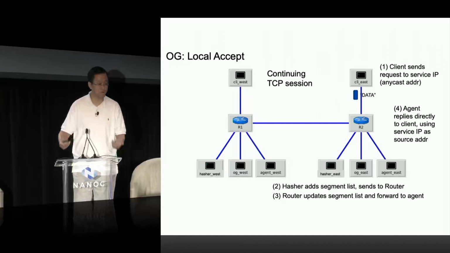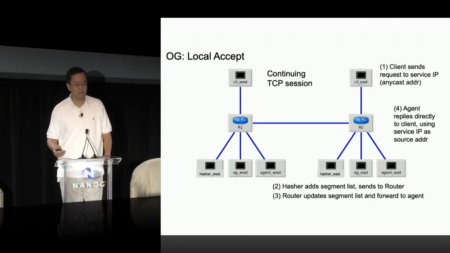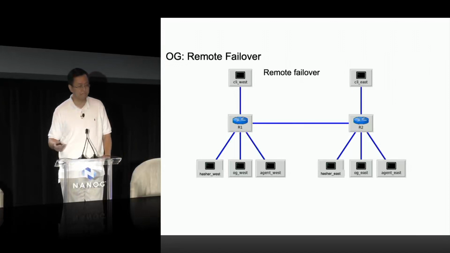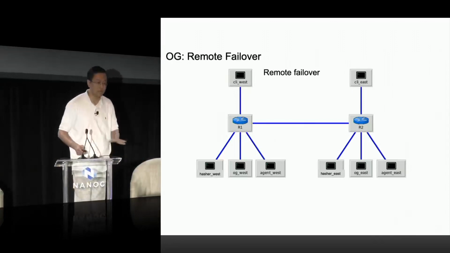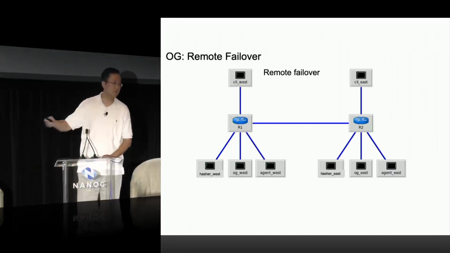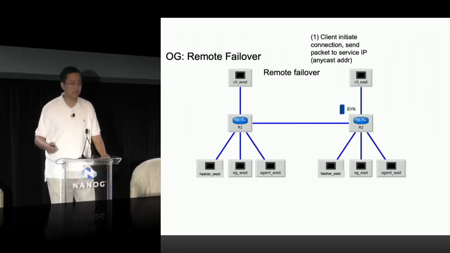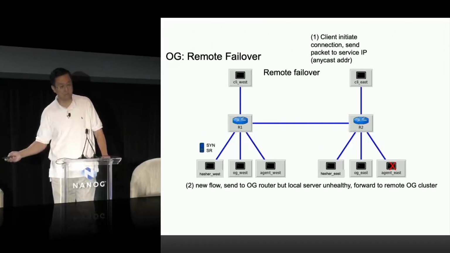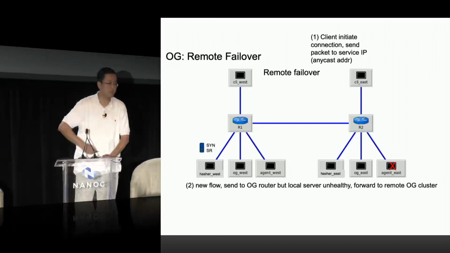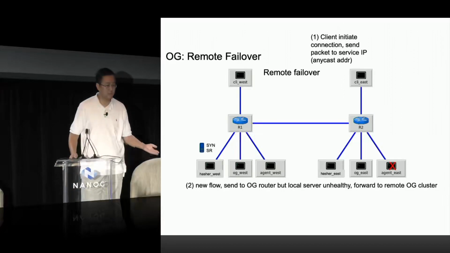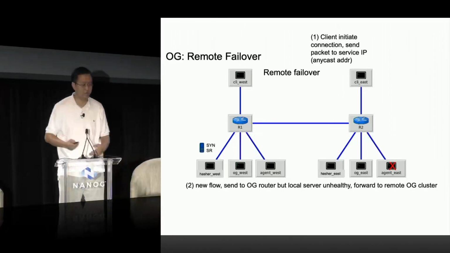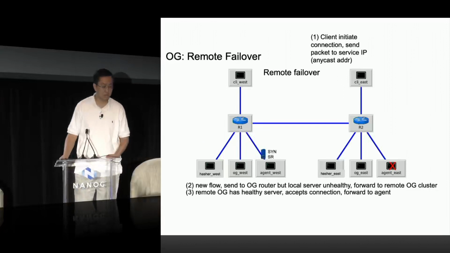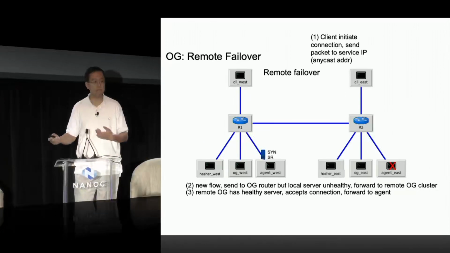Now, why do we need all that, right? Well, consider if there is a failover that's needed. So far, we've only seen animations on the east side of the slide. What happens if, say, a SYN packet goes through the hasher node and the local server is unavailable? Well, the hasher will still send it to the OG router, but the OG router, noticing that the local server is unavailable, forwards the packet to the remote cluster. It will go through the remote cluster hasher. The hasher will update the segment list and send it to its own local OG router that will then notice, oh, I still have a backend server available.